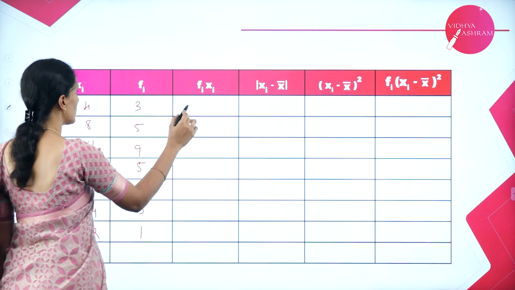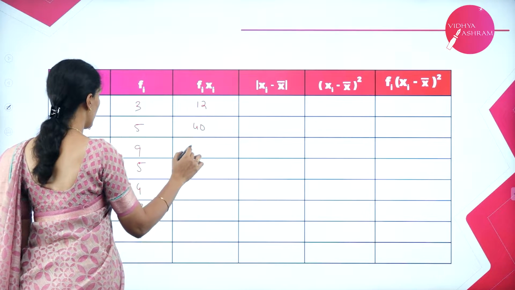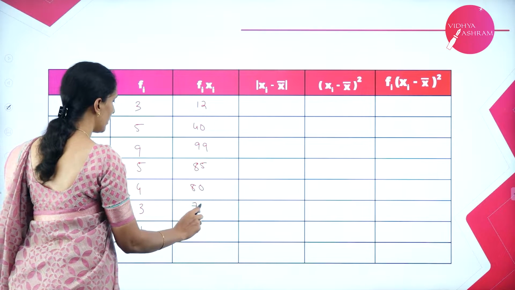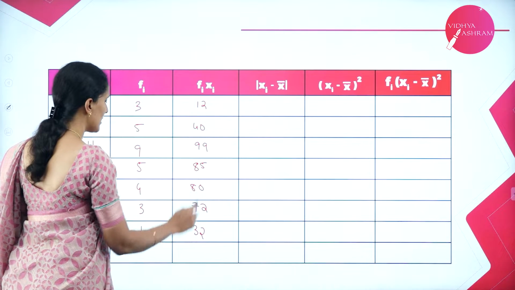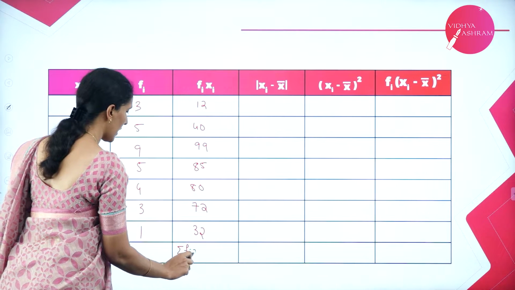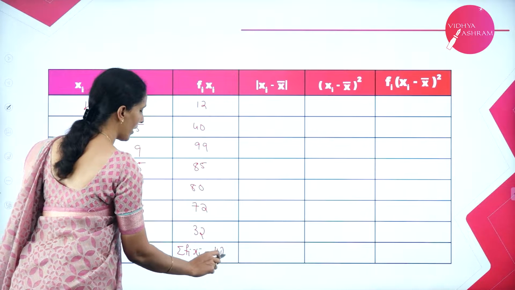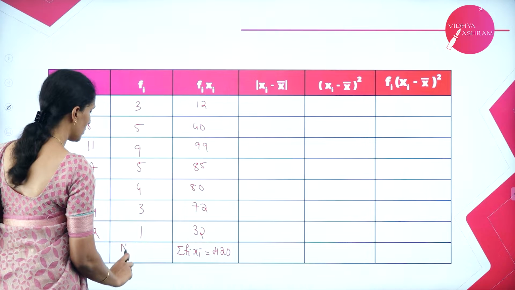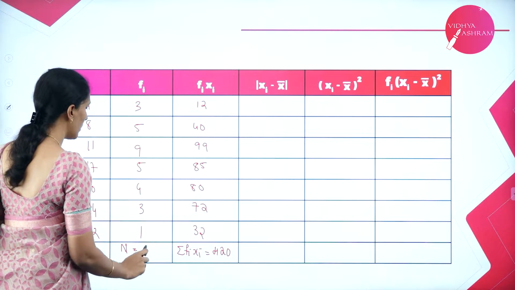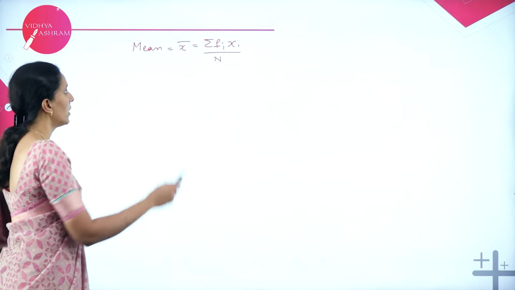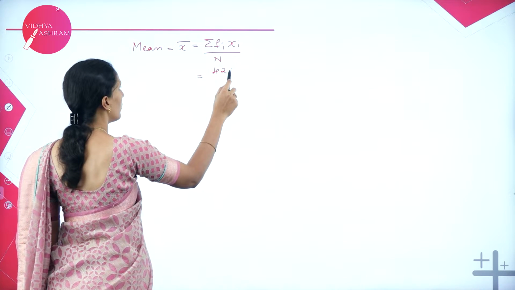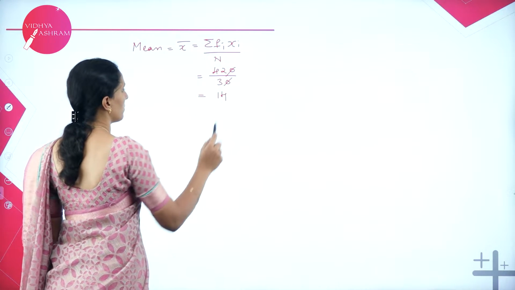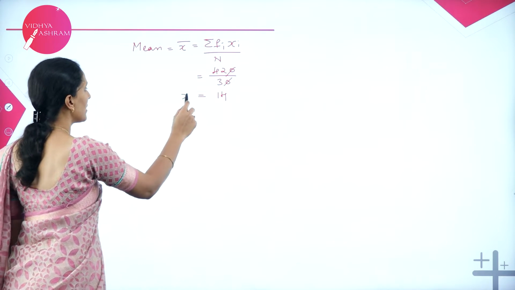So now, here it is 12, 40, 99, 85, next 80, next 72, next 32. Let us sum it up. Summation of fi xi is equal to 420. Now let's calculate n. When you add all the frequencies, you will get the value as 30. So to calculate the mean, it is 420 divided by 30, so the value is equal to 14. Now we have x bar equal to 14.